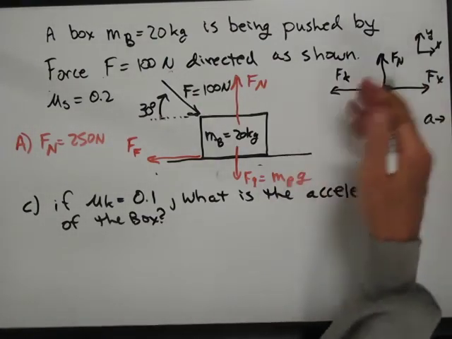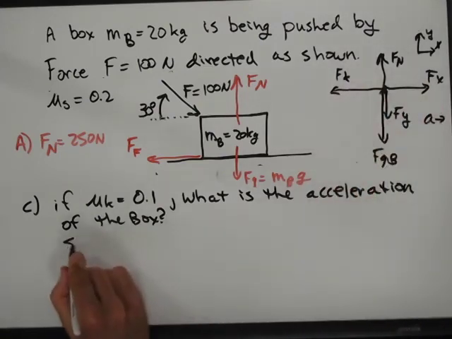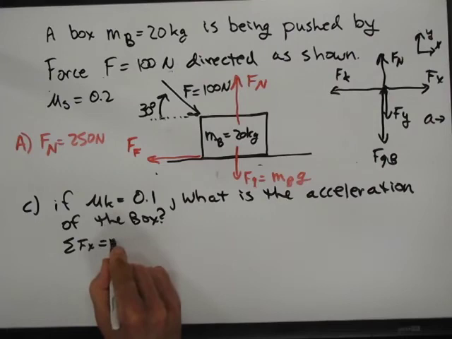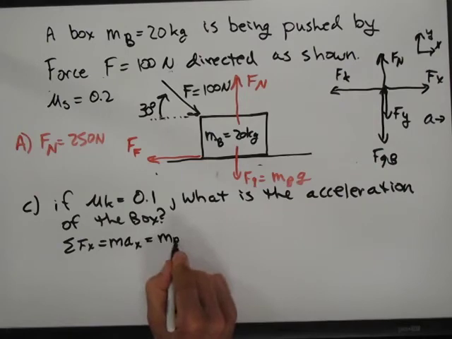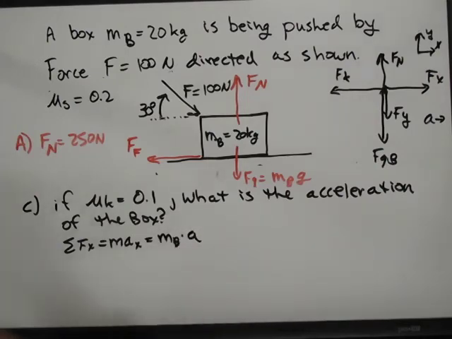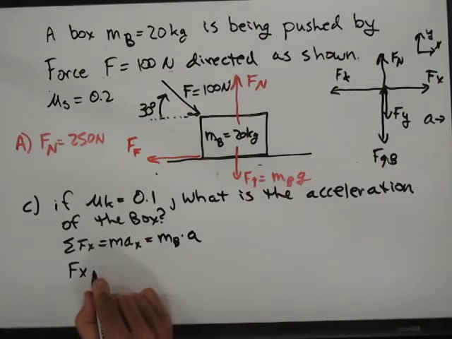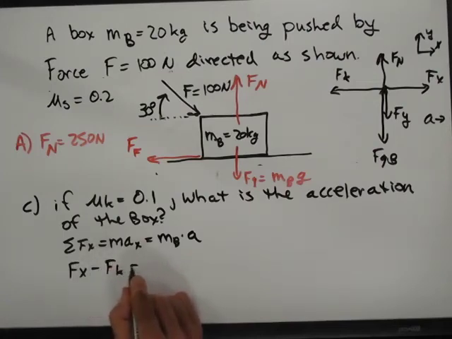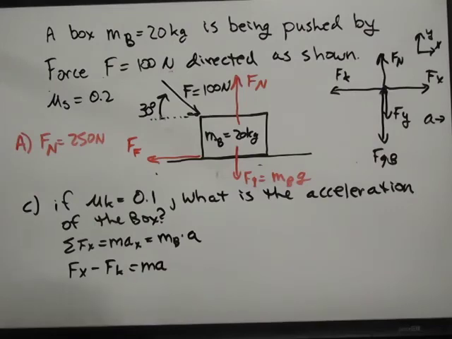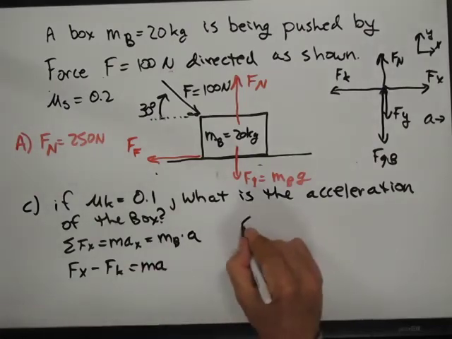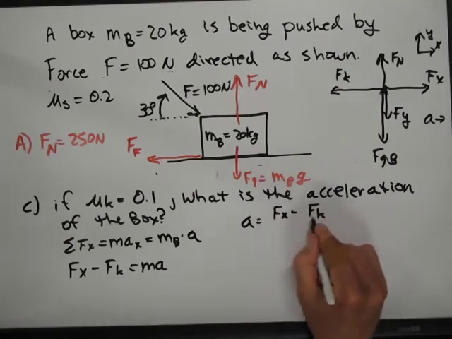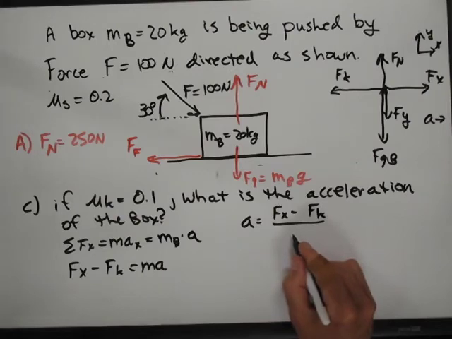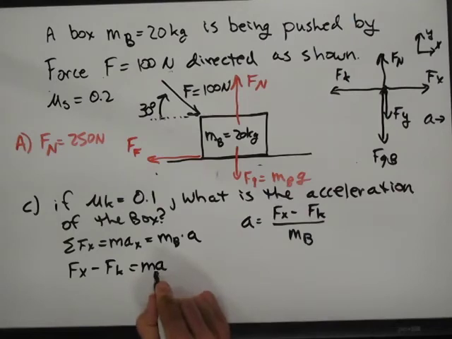And so now I've done a whole bunch of stuff with this. Now I just want to say, look, the sum of the forces in the x direction equals m a sub x, right? And that's just equal to the mass of the box times a, right? Well, what are the forces? It's Fx minus Fk equals ma, or they're asking for the acceleration, so a is equal to Fx minus Fk over the mass of the box. Oh, I should have a little b there.